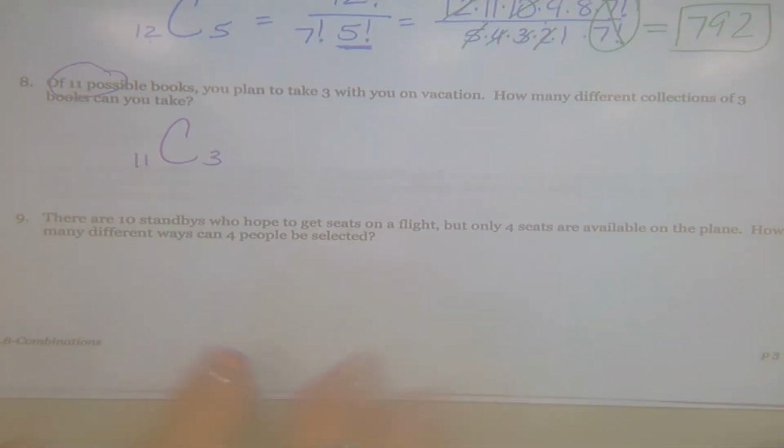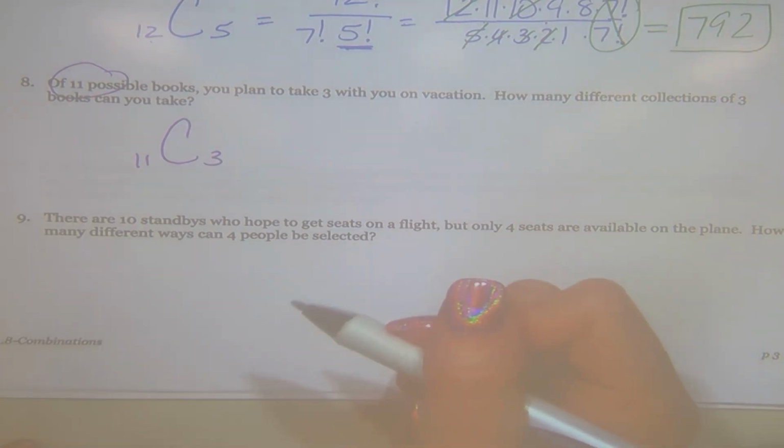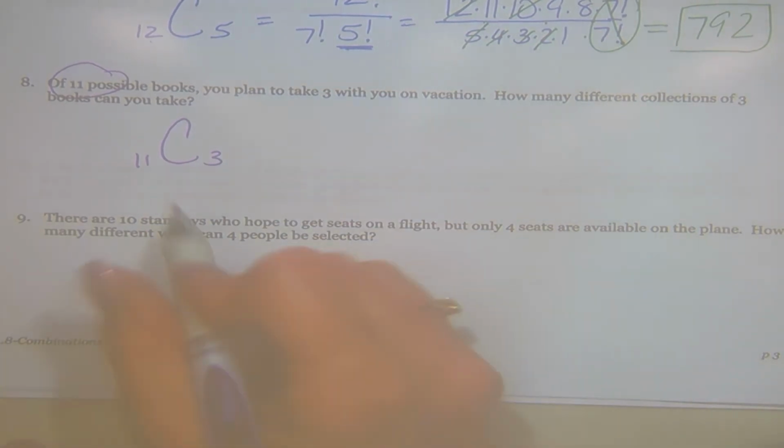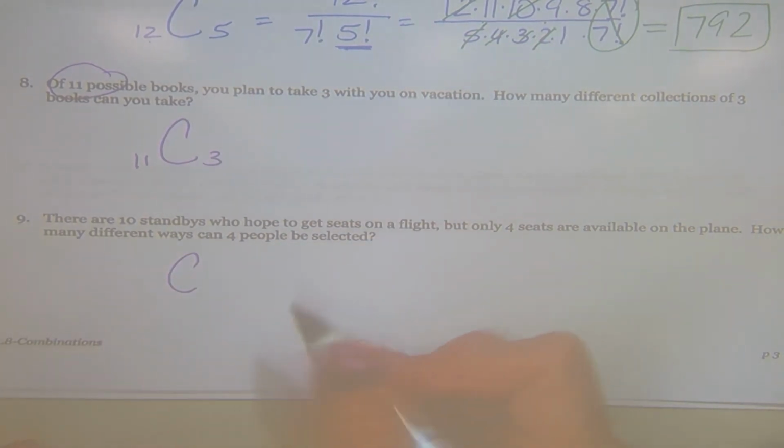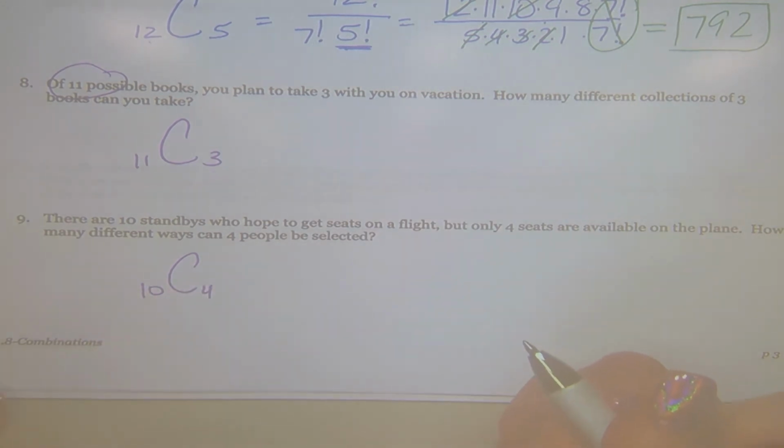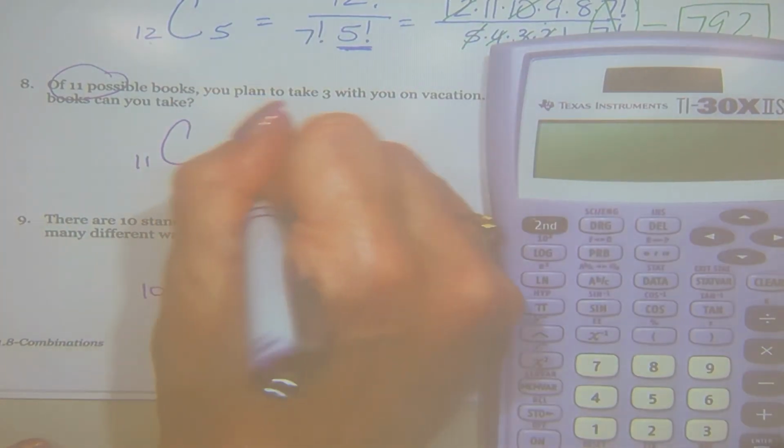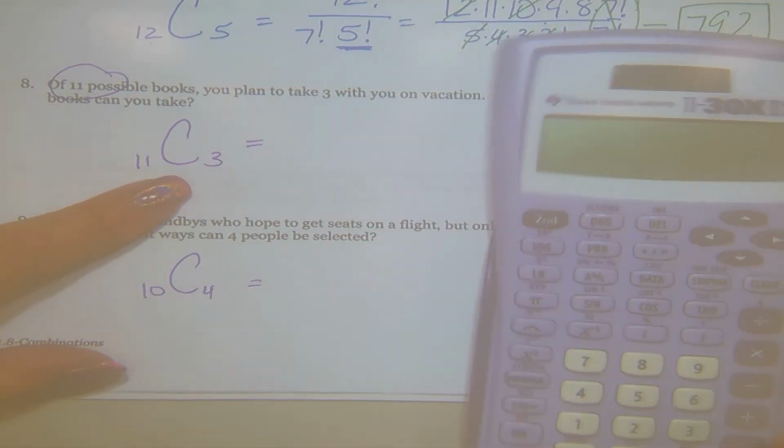For number 9, there are 10 standbys who want to get seats on the flight. There are only 4 seats available. How many different ways can those 4 people get selected? I don't care where I sit, I just want to get on the plane. There's 10 of us who want on, only 4 of us are going to be picked. Order doesn't matter. To use your calculator for these problems, 11, choose 3.